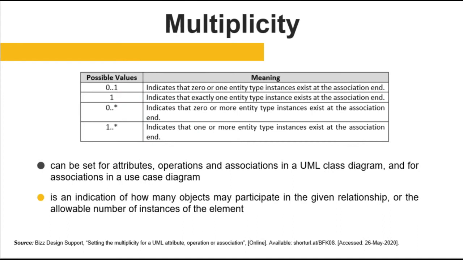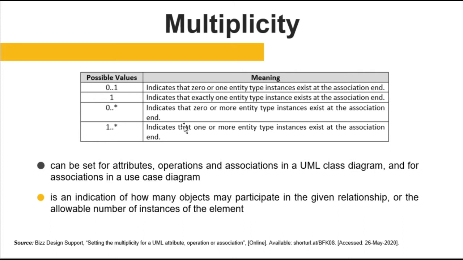Multiplicity. Multiplicity can be set for attributes, operations, and associations in a UML class diagram, and for associations in a use case diagram. The multiplicity is an indication of how many objects may participate in a given relationship, or the allowable number of instances of the element.